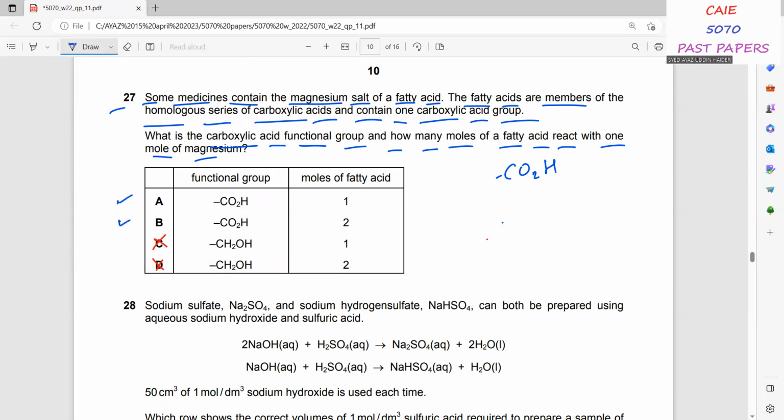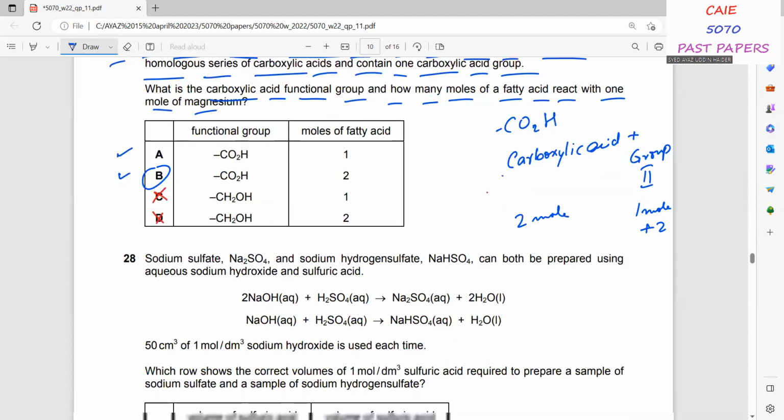Now let's see the exact answer for this question. If you react the carboxylic acid with magnesium, you need 2 moles of carboxylic acid. Plus group 2 metal. Magnesium is from group 2. So 1 mole of group 2 metal will react with 2 moles of carboxylic acid because the group 2 metal will carry +2 charge and the carboxylate ion carries -1 charge. So choice B will be the right answer for this question.